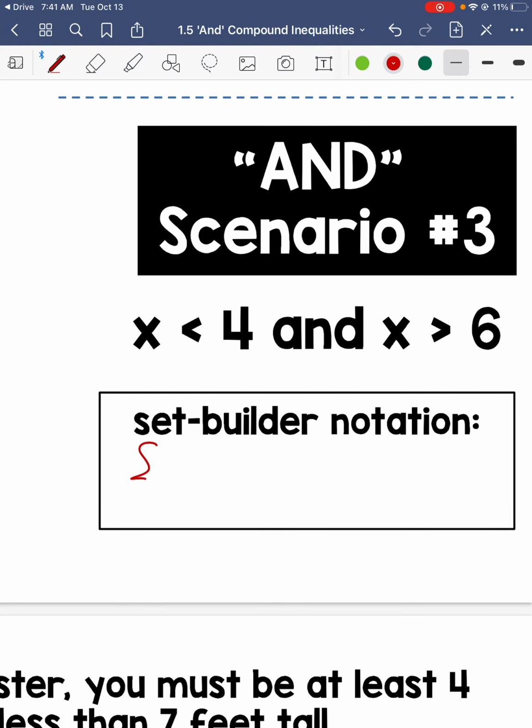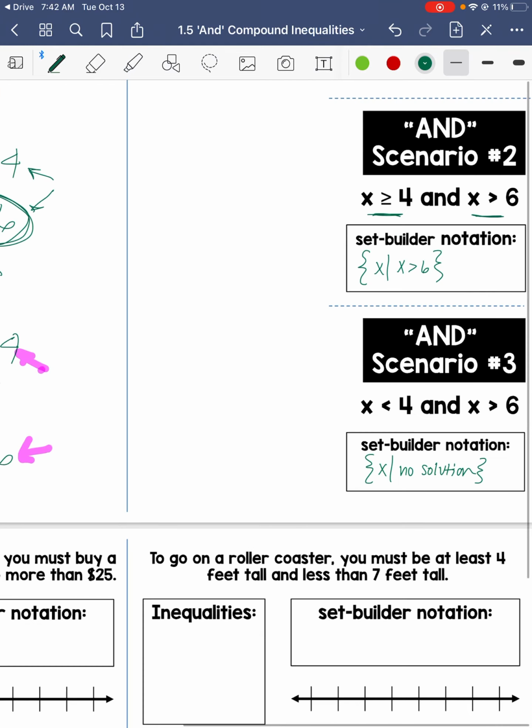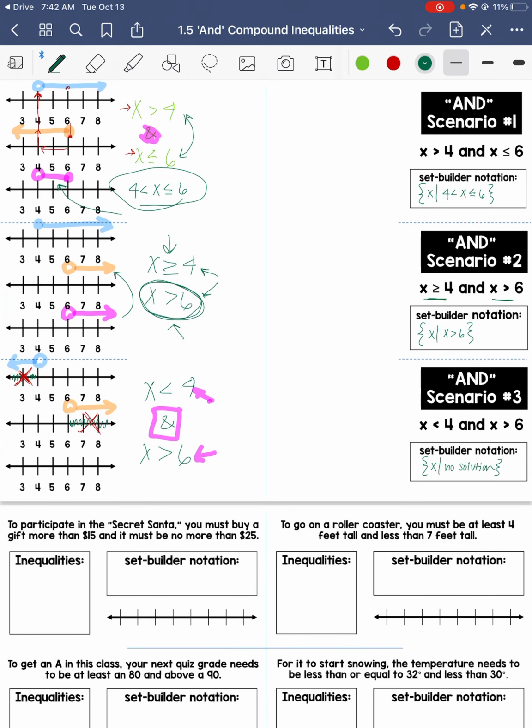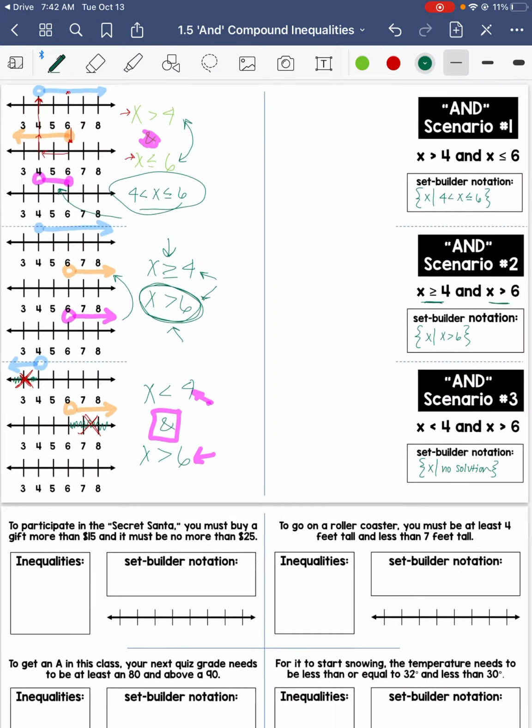And in set builder notation, the way that we write this is just open bracket, all values of x such that, and then you can just write in here no solution. Okay, and those are the 3 scenarios for the and compound inequalities.